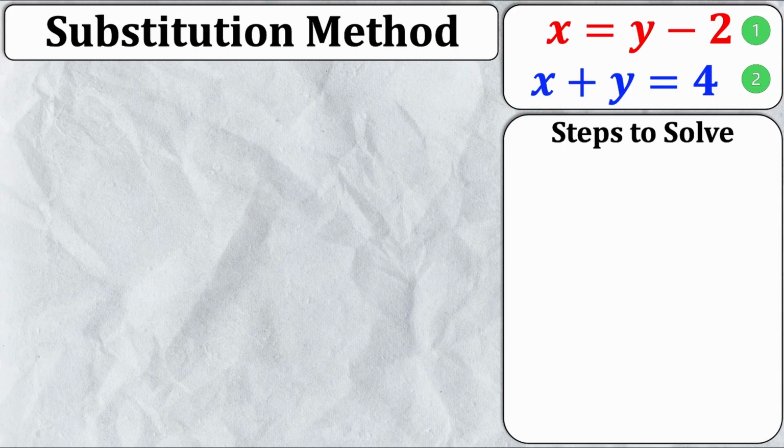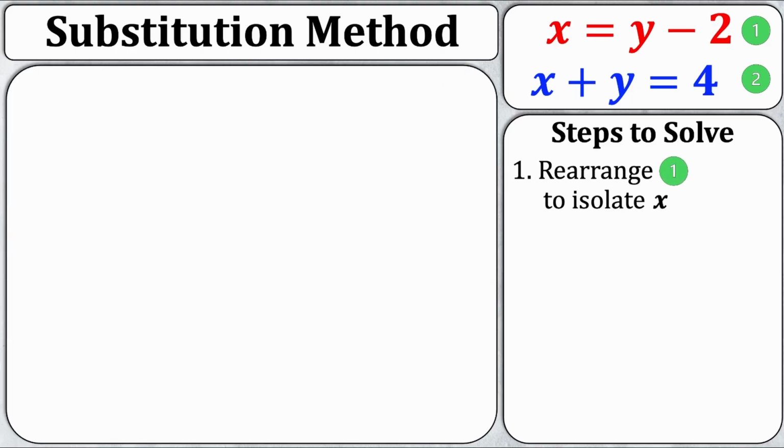And we're going to go over the steps to solve, starting with step number 1, rearrange equation 1 to isolate for x. Now, luckily for me in this case, I don't need to rearrange equation 1 at all because x is already by itself on one side of the equal sign. If that wasn't the case, I would need to rearrange it in this first step.